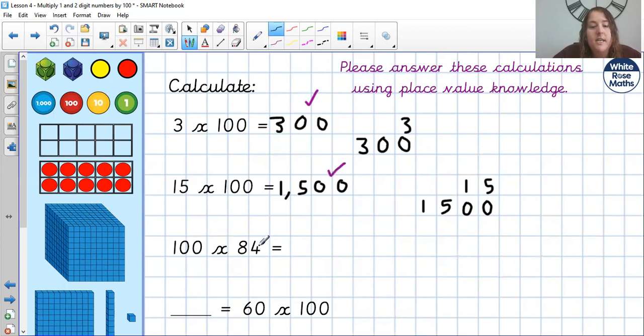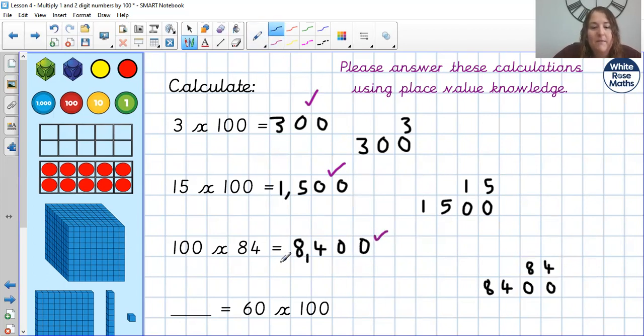Next one, we've got 100 times 84. So I start off with my 84, and I'm multiplying it by 100, so it's going 2 places to the left. So my 8 is going to go into my thousands column, my 4 is going to go into my hundreds column, and I need to add 2 space saver zeros. So the answer is 8,400. And if you got that answer, please give yourself a tick.